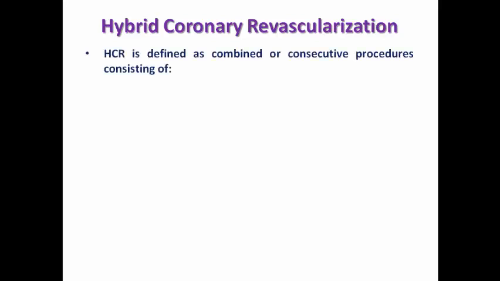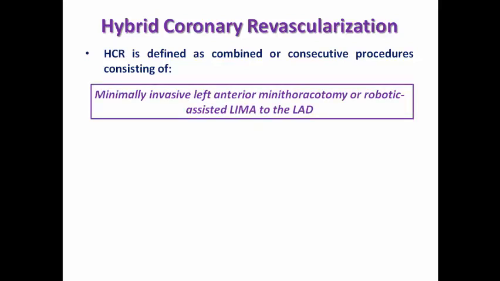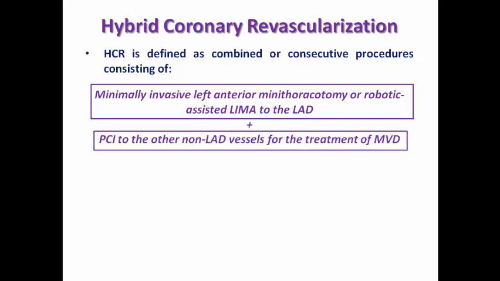The last topic and an interesting term to speak about today is the hybrid coronary revascularization. What do we mean by it? It is combined or consecutive procedures consisting of minimally invasive left anterior mini thoracotomy or robotic-assisted surgery to insert a LIMA to the LAD. So here patients undergo surgery for the LAD plus PCI to the other non-LAD vessels for the treatment of multivessel disease. So we combine surgery for the LAD and PCI for the CIRC and/or RCA.